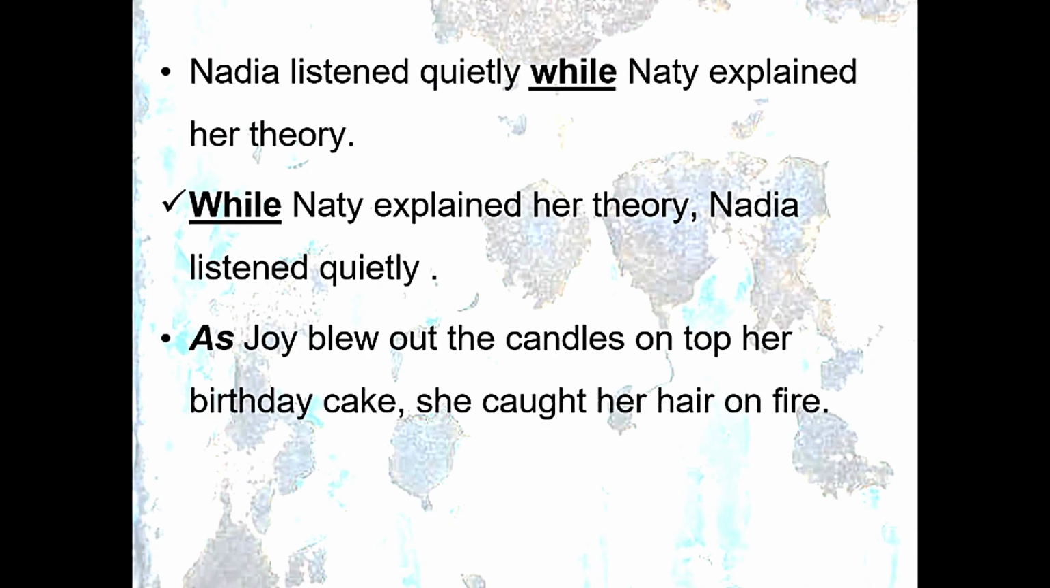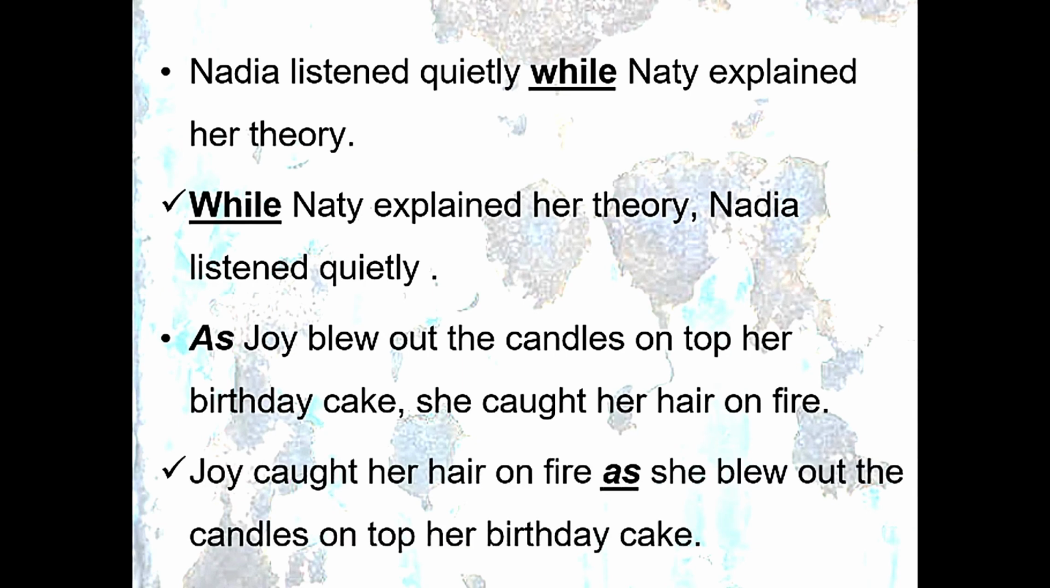Last example. As Joy blew out the candle on top of her birthday cake, she caught her hair on fire. Our subordinating conjunction here is as. If we will begin with the independent clause, it will be written like this. Joy caught her hair on fire as she blew out the candles on top of her birthday cake. Is everything crystal clear?